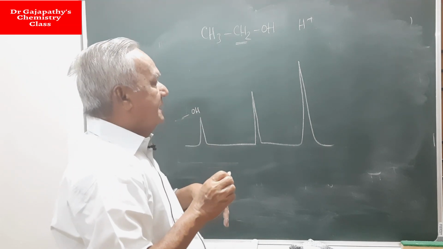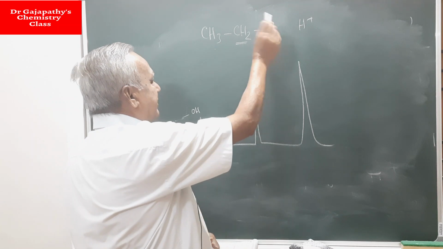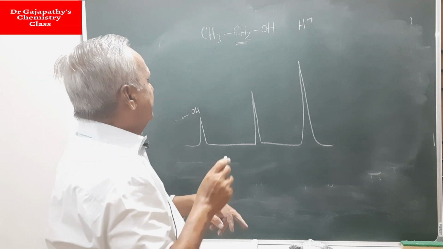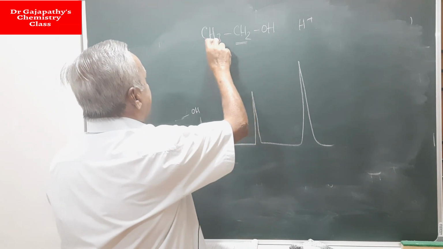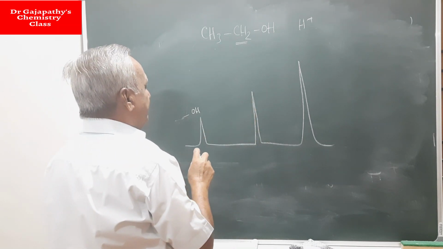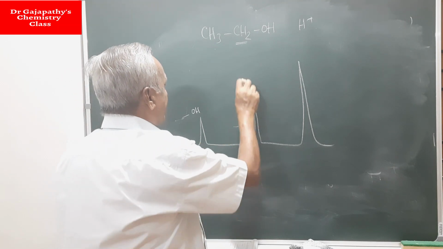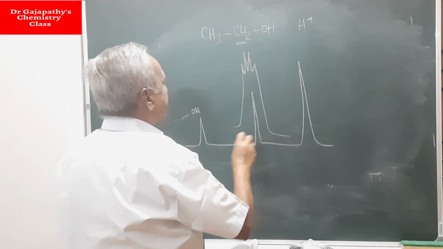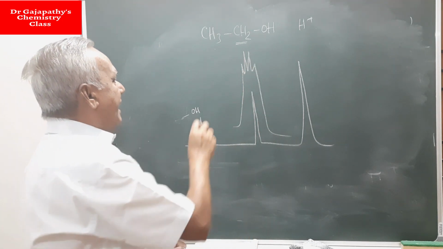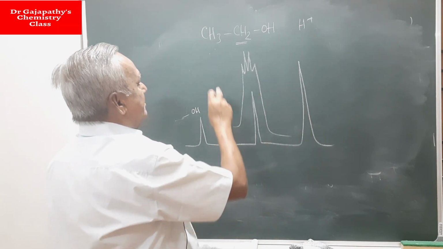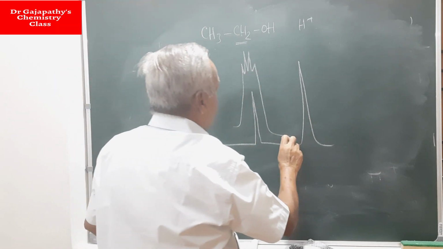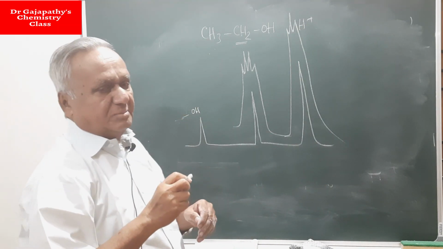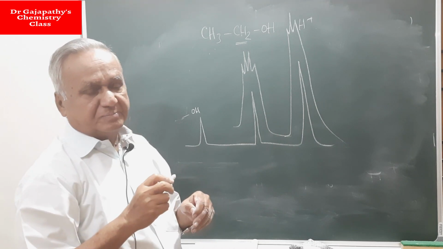CH2 will be split by this methyl, not by this OH, because the H is undergoing fast exchange. So this methylene will be split by the methyl only to give you a quartet. So this will be a quartet. And this methyl, being split by only the CH2, will be a triplet. This will be the type of the spectrum for ethanol.